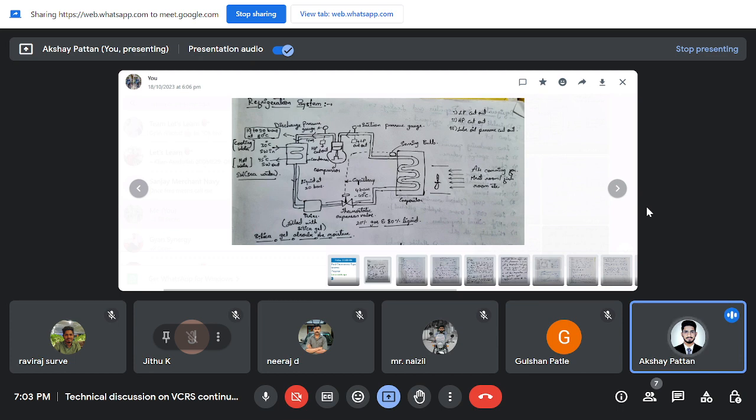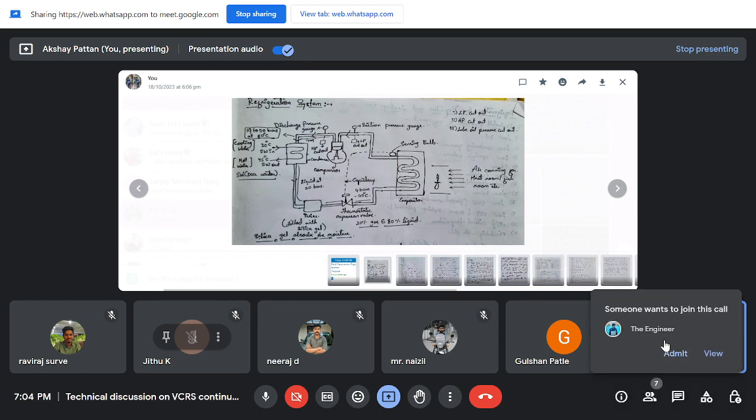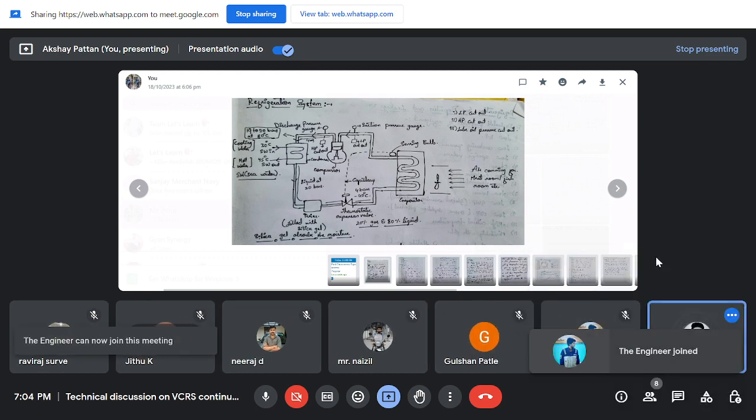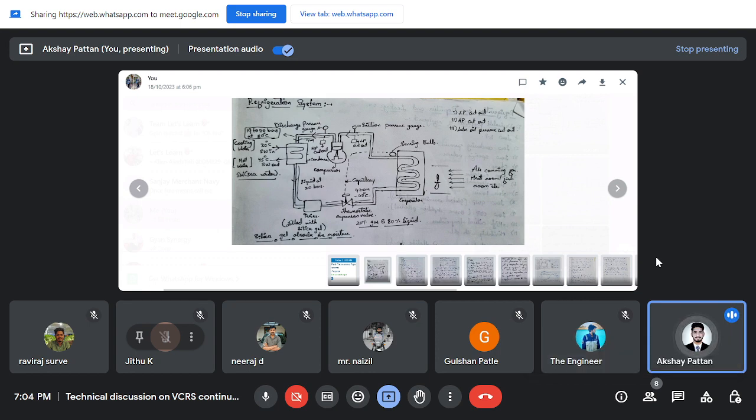Okay. Guys, the low pressure cutout is actually a cutout and cut-in device, which acts as a switch on and off device. Whereas the high pressure cutout only acts as an off device, that is only cutout. There is no cut-in. So the low pressure cutout is fixed at the suction side of the compressor. The role of the low pressure cutout is to cut out when there is a low pressure at the suction side of the compressor.